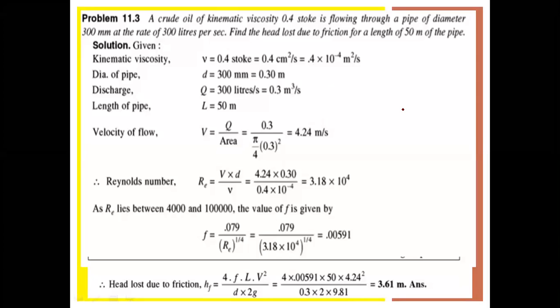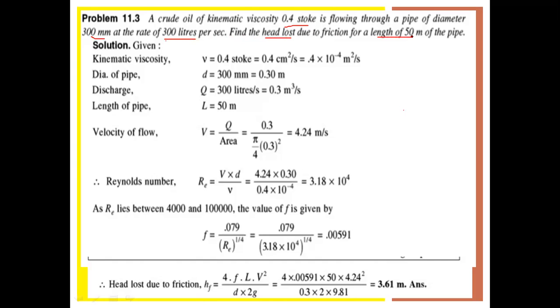Now see the problem. A crude oil of kinematic viscosity 0.4 stoke is flowing. So here the fluid is not water, it is oil. The crude oil of kinematic viscosity 0.4 stoke is flowing through a pipe. The pipe diameter is 300 mm and the rate of flow is 300 liters per second. Find the head loss due to friction for a length of 50 m of pipe.